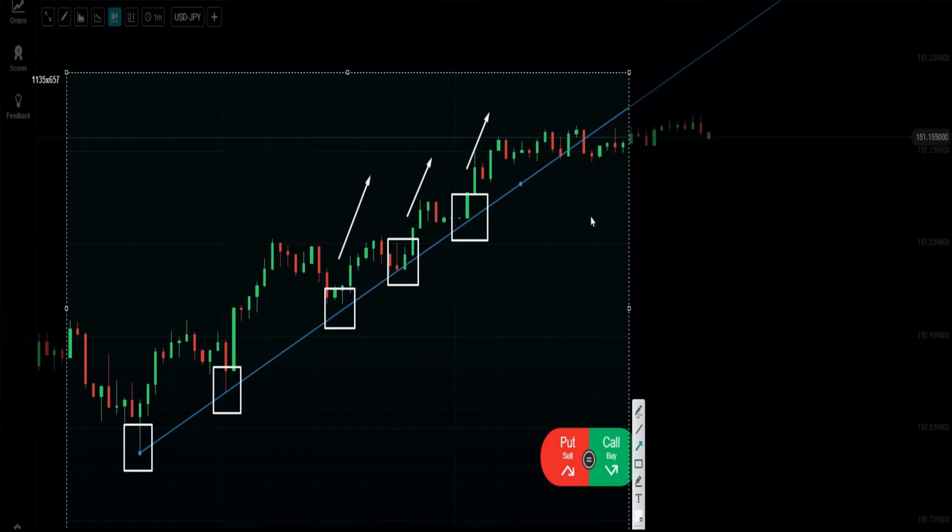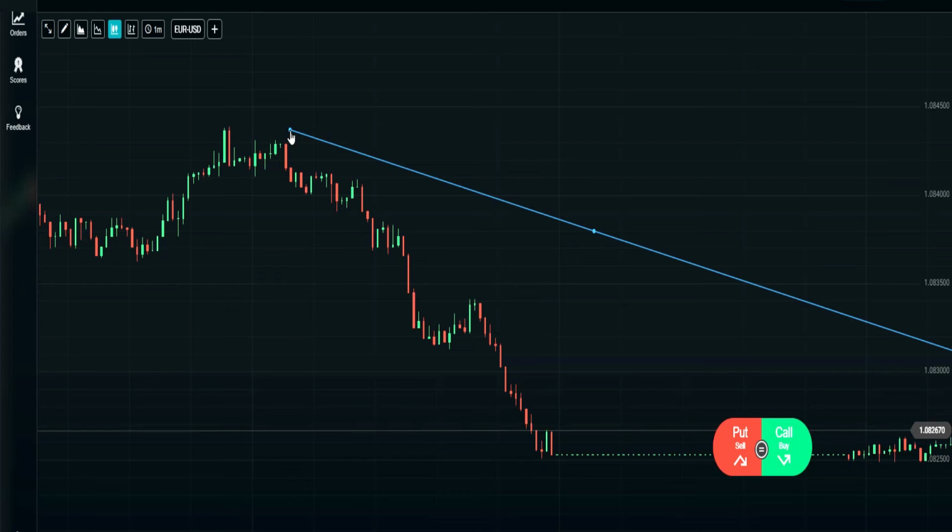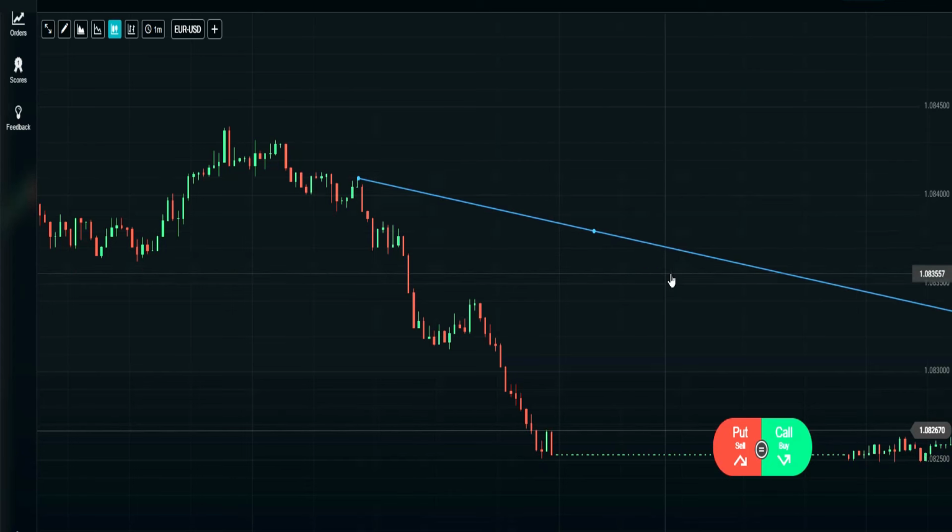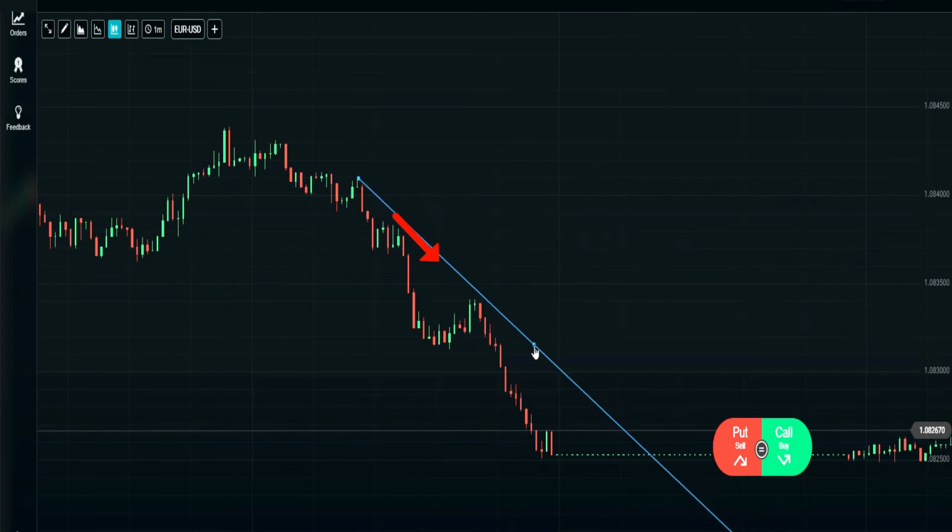Important: if the trend is bullish, the lower swings are connected. If the trend is bearish, the upper swings are connected. This is often ignored by traders. The reason is that the direction of the trade must be in the direction of the trend.